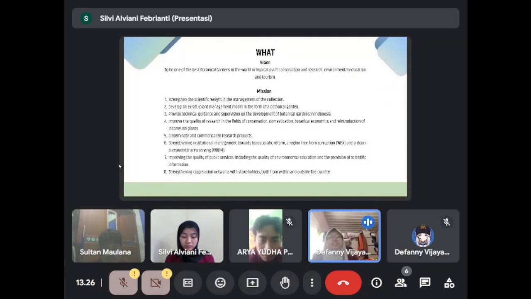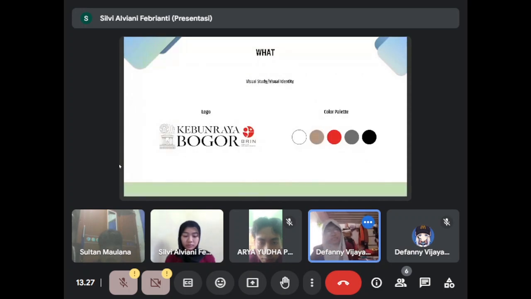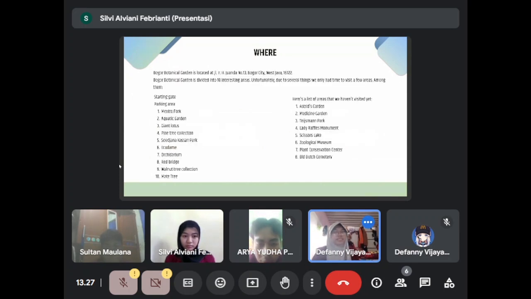Improving the quality of public service, including the quality of environmental education and the provision of scientific information. Overall, they also have a mission of strengthening cooperation networks with stakeholders, both within and outside the country. Next slide. This is the Kebun Raya Bogor logo and color palette. Next slide, please.